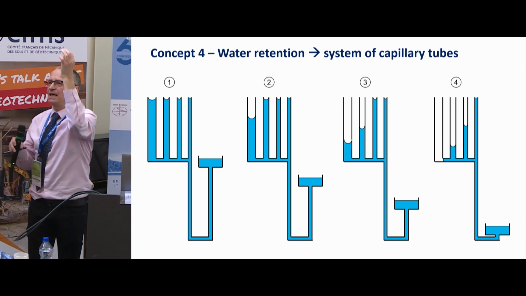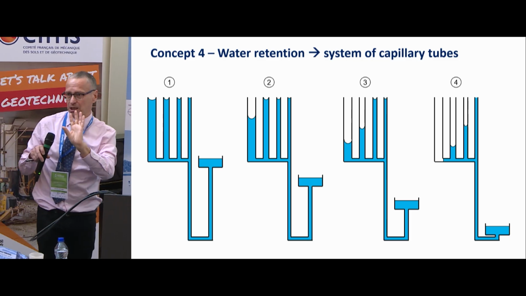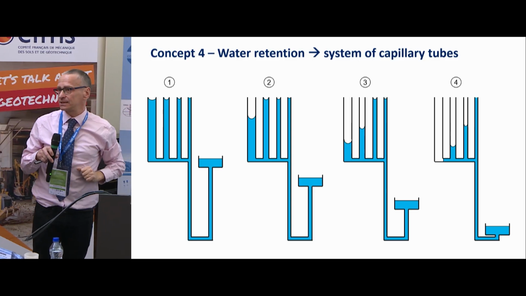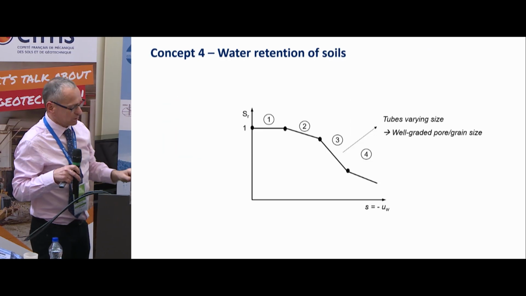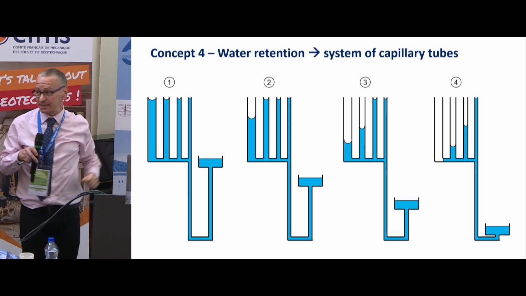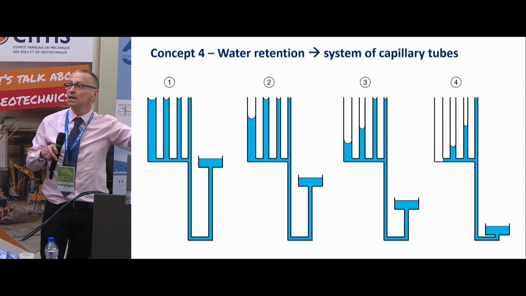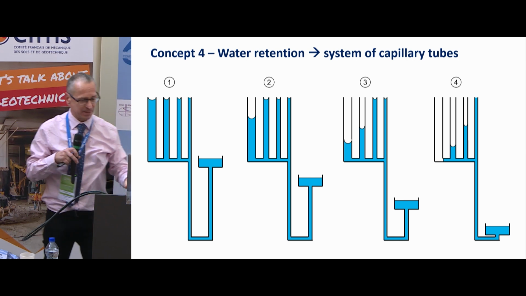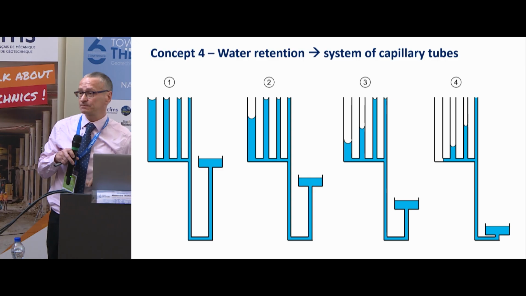But now the soil is a very complex porous system, so the best way of mimicking it is to have a system of capillary tubes of different size. In the first one, everything is saturated. Now, lowering the reservoir in point 2, I'm imposing a negative pressure at the base of the system of capillary tubes. The big one is going to empty. The other ones are still fine because they can maintain the negative pressure. Then you go to 3, the second is going to empty. You go to 4, and the third is going to empty.